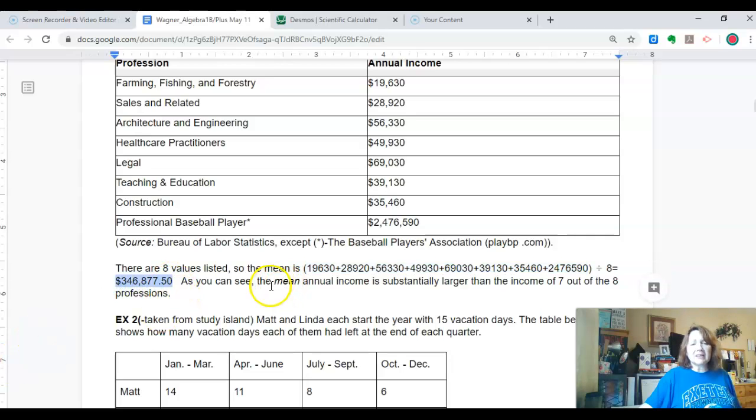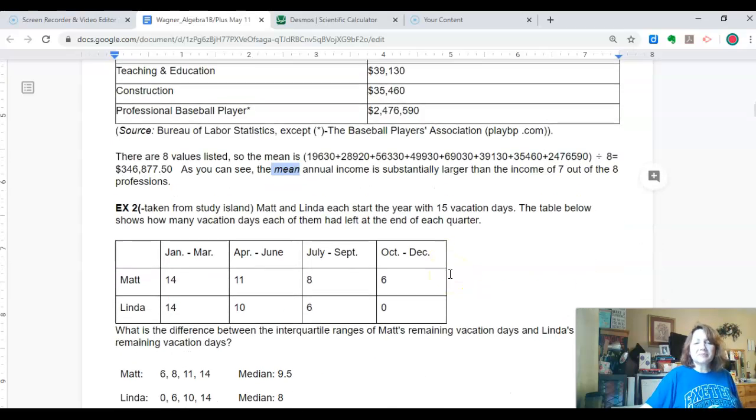If you look at it, it looks crazy because the mean is actually larger than every other income except for baseball player. I said basketball at first, but it's baseball.